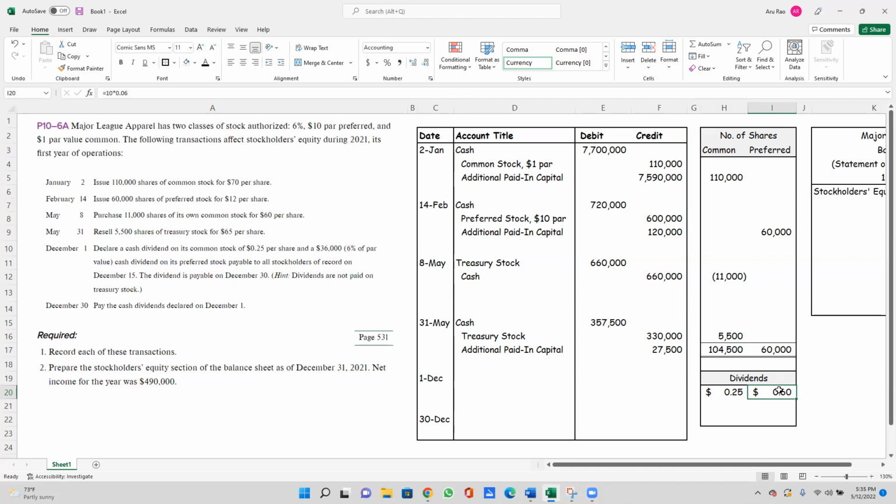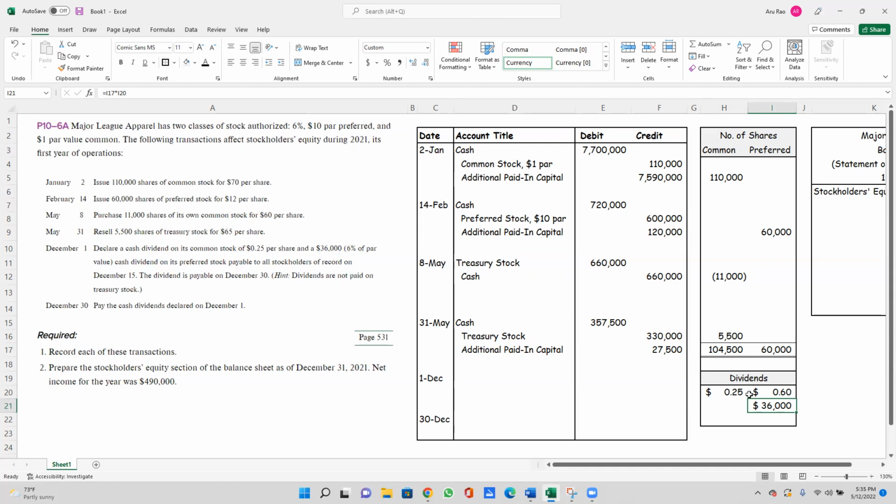Now, let's start with the preferred ones. That's easy. I had 60,000 shares outstanding. I'll give each of them 60 cents. So 60,000 times 60 cents, when you do that multiplication, you get the 36,000. Now, in this case, they told us it was 36,000. That number was given to us. But even if it was not given to us, you could have calculated it. I just showed you how to do that.